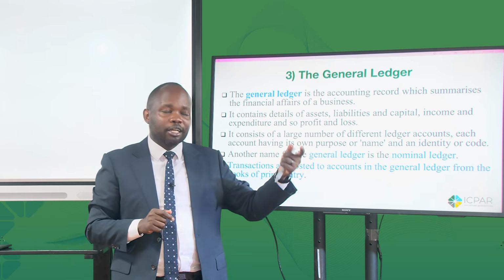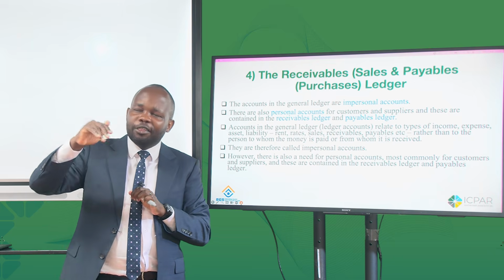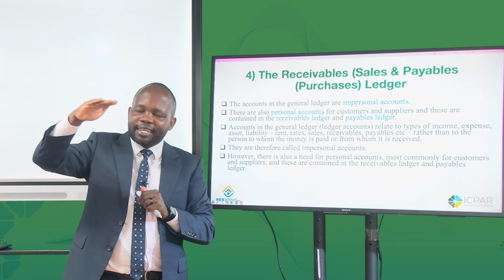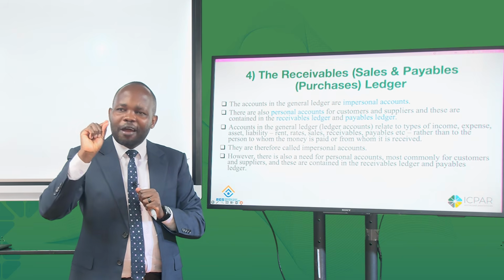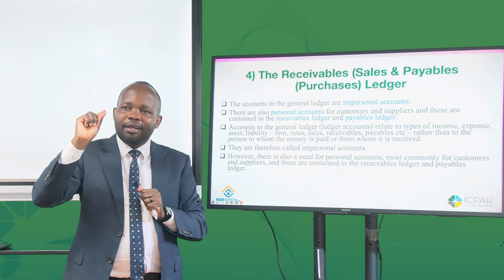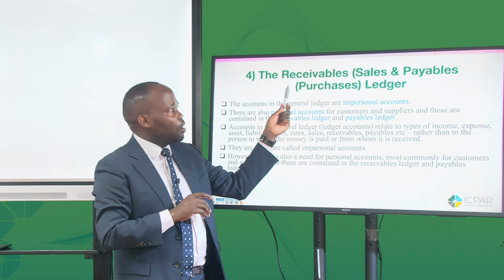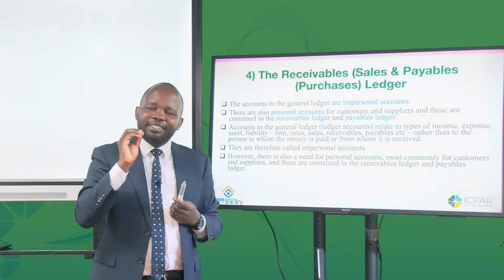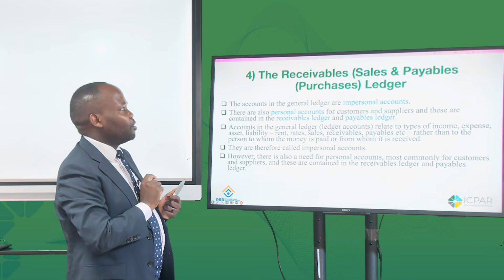It leads us to the next item. Remember, at the third level, the first level is source document. The second level is day books. The third level is ledgers. So we have looked at general ledger. Now we are going to look at what is called receivables ledger. Receivables ledger, sometimes it's called a sales ledger.